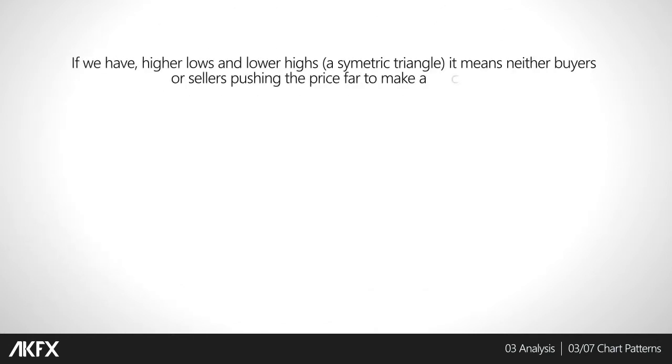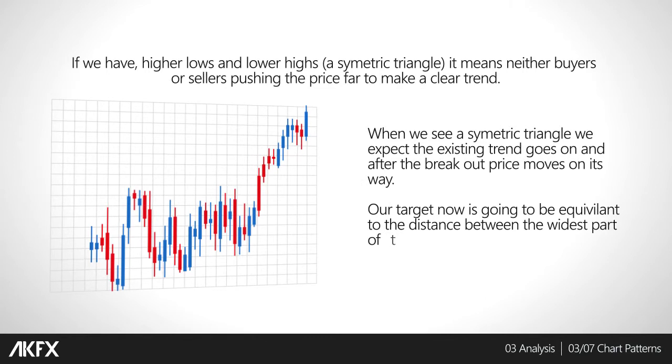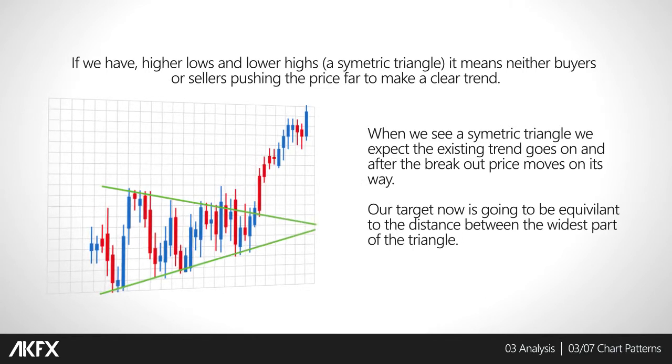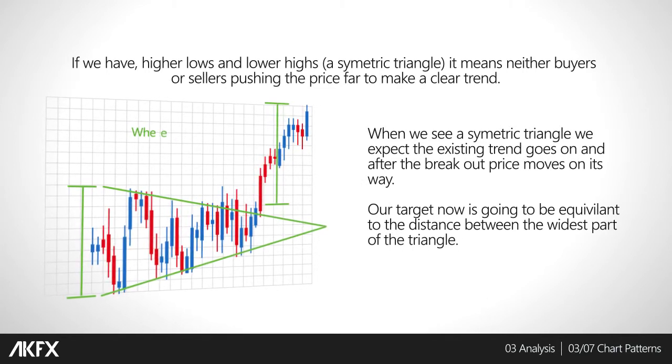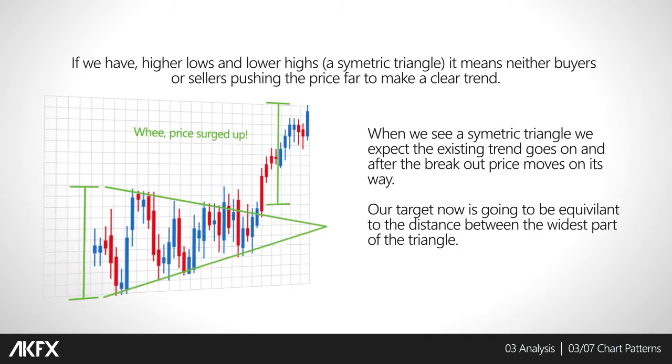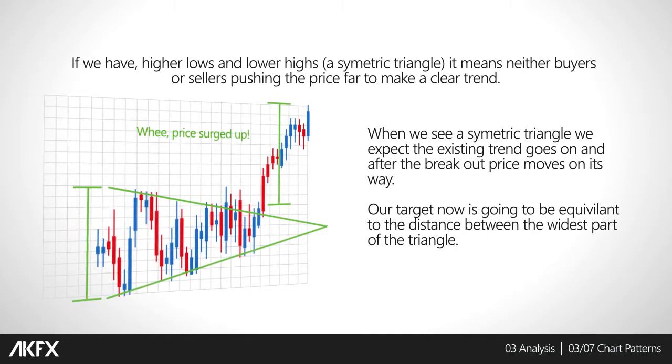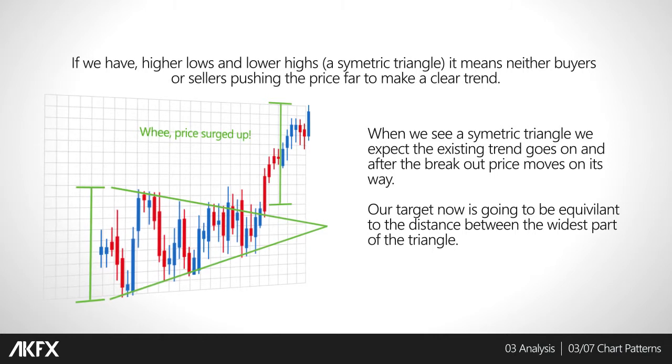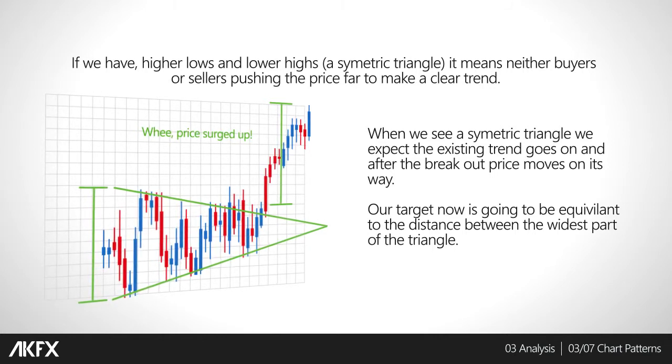If we have higher lows and lower highs, it means neither buyers nor sellers are pushing the price far enough to make a clear trend. When we see a symmetric triangle, we expect the existing trend to go on after the breakout, as price moves on its way. Our target now is going to be equivalent to the distance between the widest parts of the triangle.